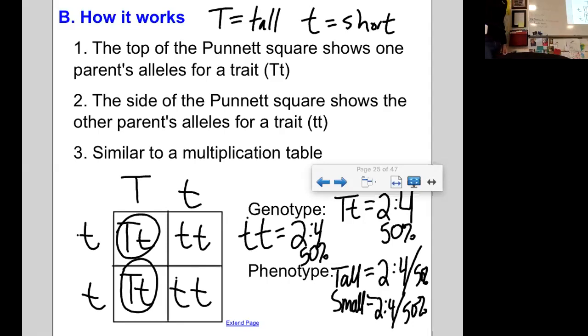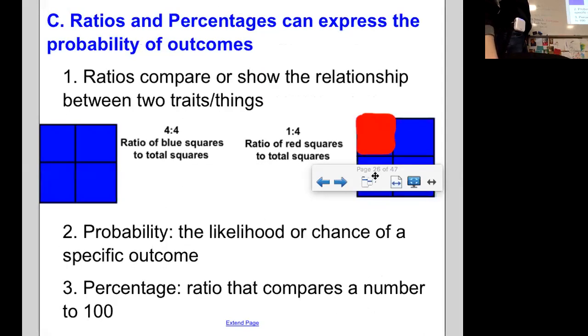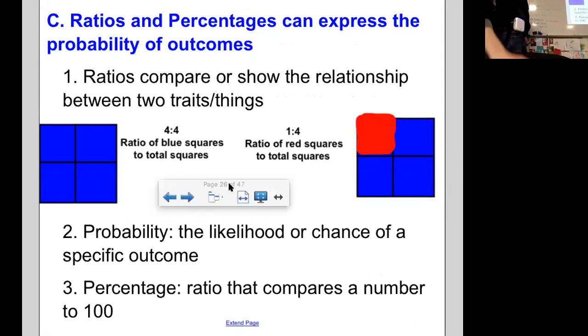So this is, I would say, the majority of your homework. Filling in Punnett squares, figuring out what the parent alleles are. Now here it was simple because I gave you the parent, but sometimes your homework problems will not give you that.